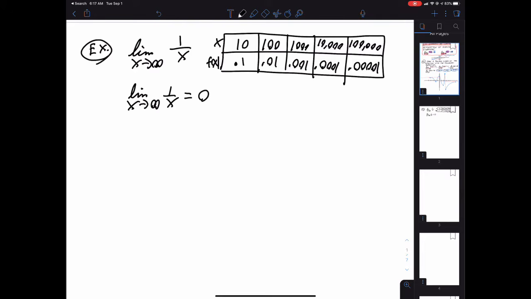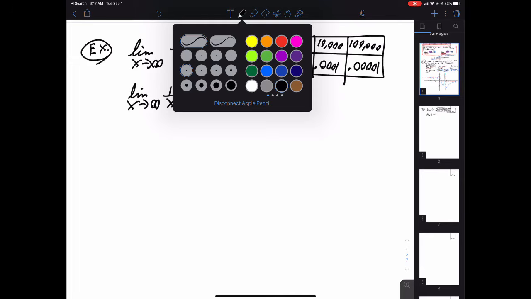So here is your basic concept. If you have any constant divided by a number that's going to infinity, that limit will be 0. Any constant over a number going to infinity will be 0. Another way to think about this: the top number tells you how many you have.